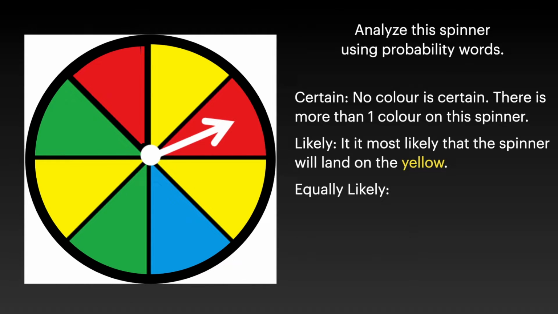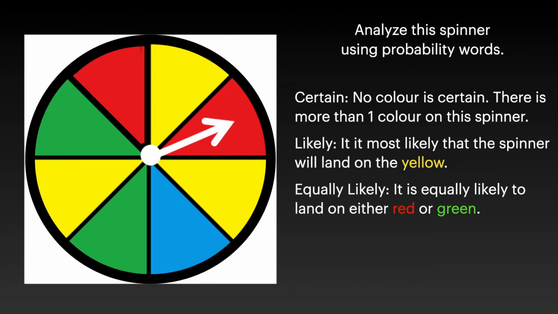Equally likely. Now, which 2 colors are equally likely to be landed on if I were to spin this spinner? We need to find 2 colors that show up on this spinner the same amount. Looking at the green on the spinner, there are 2 green spaces, and looking at the red on this spinner, there are 2 red spaces. So it is equally likely to land on either red or green.